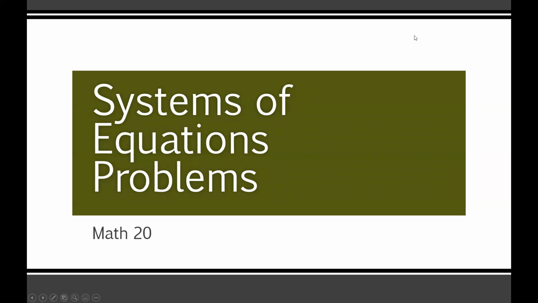Okay, so today we're going to look at systems of equations problems. We're going to take this idea of solving systems using substitution, as well as solving them by elimination, as well as solving them by graphing calculator. And we're going to use it to solve some word problems today. So we're going to look at more real world situations.